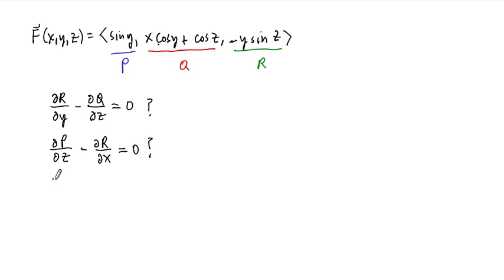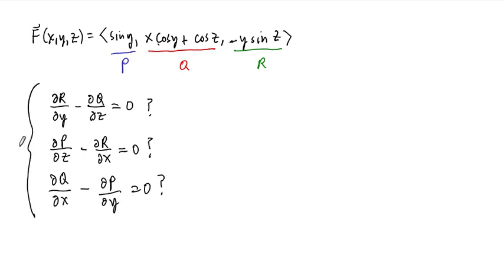And this is the only one you have to check in 2 dimensions, which is nice. It is ∂Q/∂x minus ∂P/∂y, and that's the final check. If all three of these are truly equal to 0, then your vector field is conservative, and you can then ask the question of what is a potential function for this vector field.